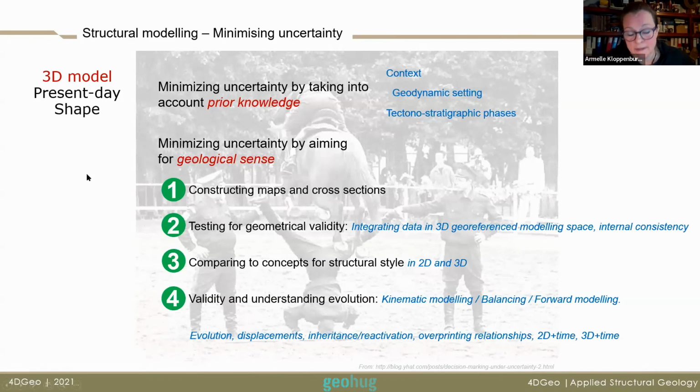The uncertainty in structural interpretation can be minimized in two ways. On the one hand, by taking into account prior knowledge, things like geological context, geodynamic setting, the tectonic, tectonostratigraphic context in which the mineral system may evolve. And on the other hand, by aiming for geological sense. And I've selected 4 topics that I felt would be most useful and interesting and make the most difference. So this talk is really about the latter. It's very much focused on hands-on structural modeling.